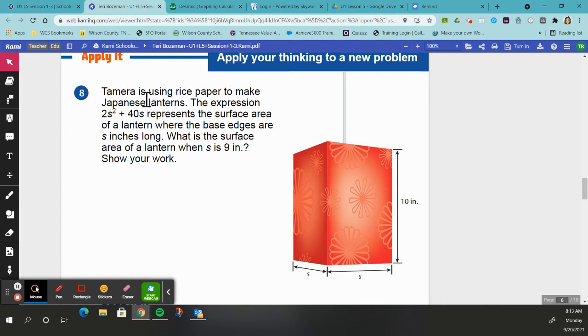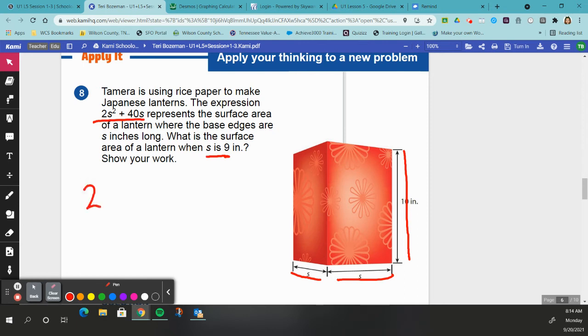So number 8 says Tamara is using rice paper to make Japanese lanterns. The expression 2s squared plus 40s represents the surface area of a lantern where the base edges are s inches long. So that is pictured over here to the side. We have s and s on the bottom, and then we have our height of 10. It says, what is the surface area of the lantern when s is 9? So they give us the expression. We just have to plug in 9 where we see s.